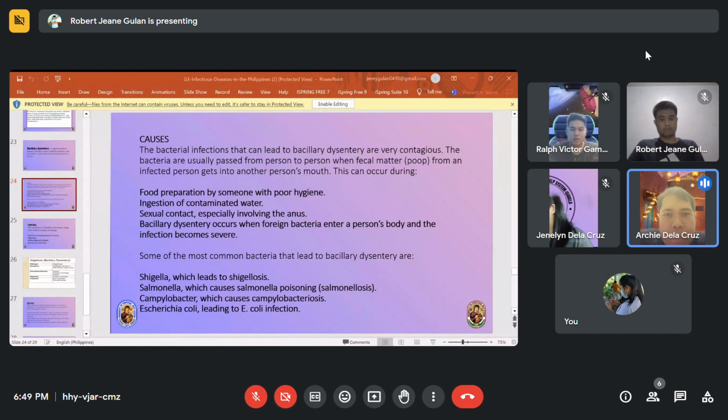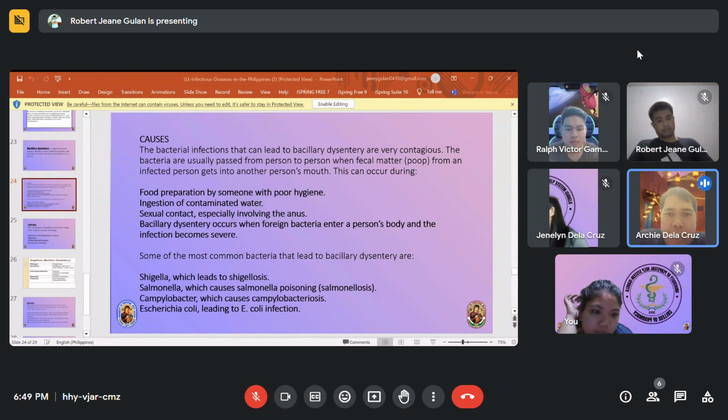Food preparation by someone with poor hygiene. The ingestion of contaminated water. The sexual contact, especially involving the anus.